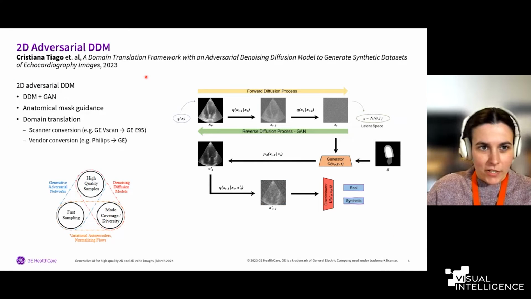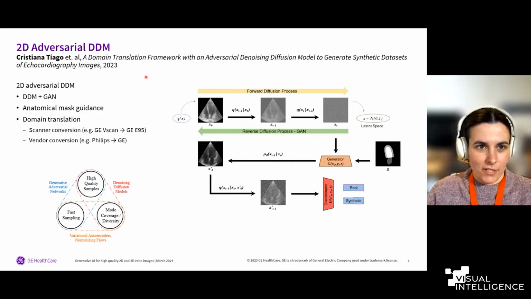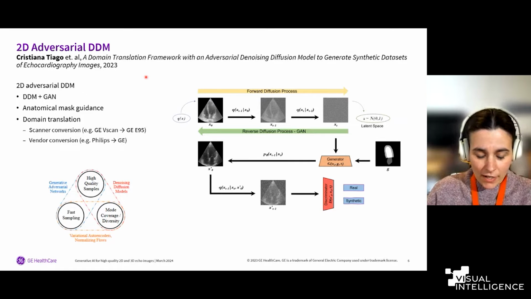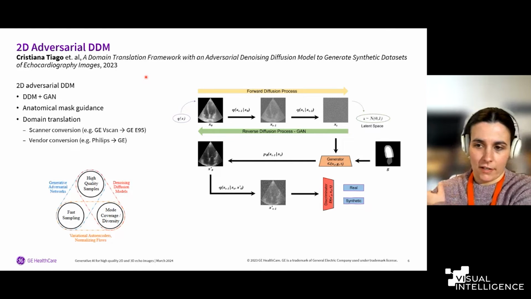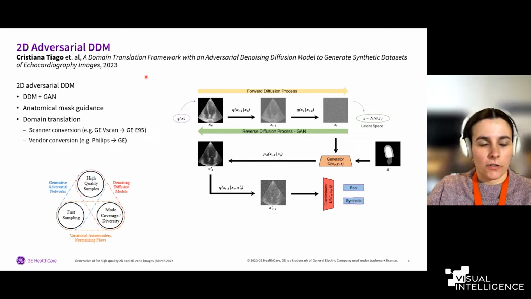And in the end, a couple of years ago, this was 2 years ago, I came across diffusion models, and I saw that they were never applied to ultrasound imaging, especially echocardiography imaging. So I went with this approach of using an adversarial diffusion model and generating 2D synthetic images of the heart.